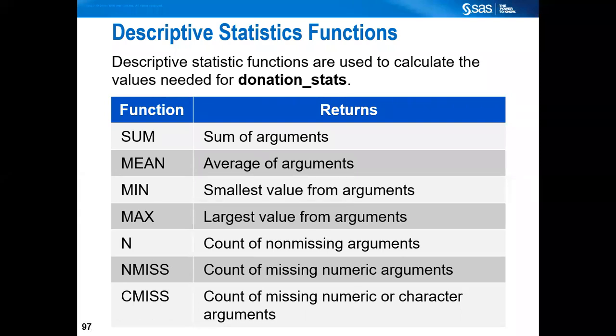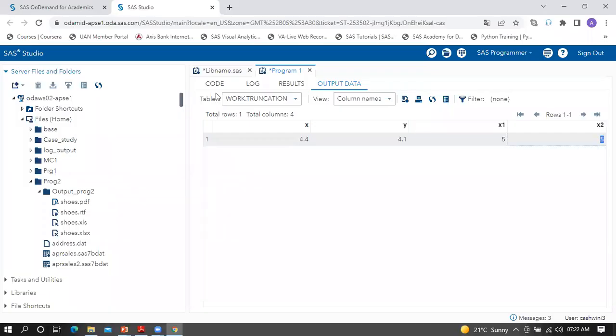Yes. C very clearly indicates character, but it can be applicable for both numeric and character. Whereas nmiss is specifically only for counting missing values for numeric variables. All right. Okay, so let's try this with our current example.